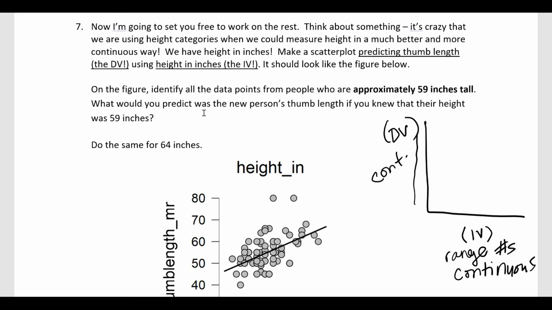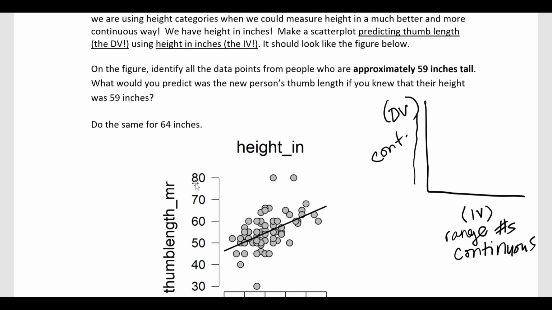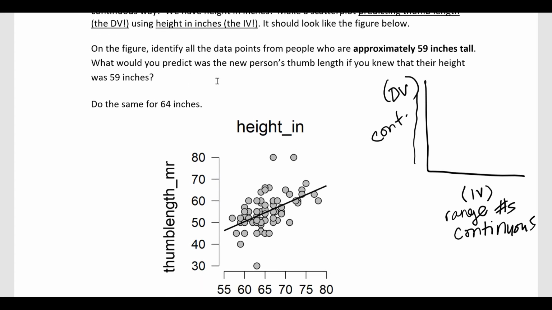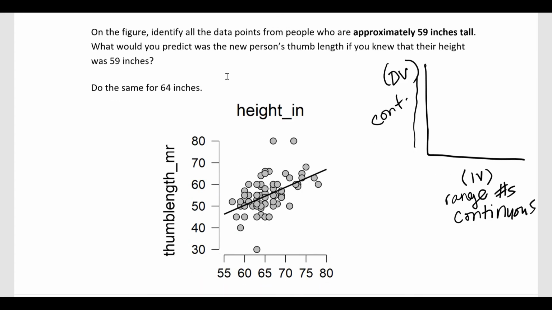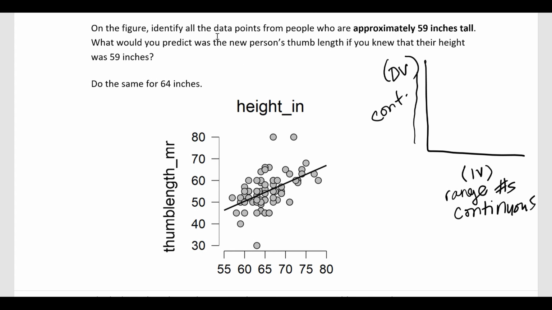And now on the figure, which I've just copy and pasted in for you. On this figure, we want to identify all the data points from people who are approximately 59 inches tall. So if I want to find the people who are 59 inches tall, you have to think, am I going to identify 59 on this axis or 59 down here?